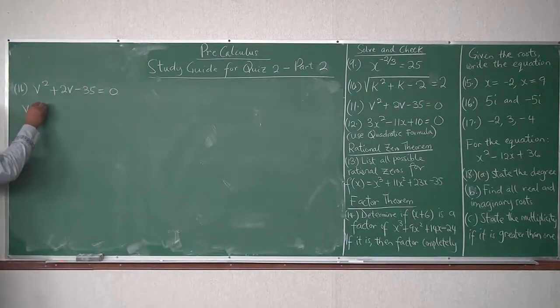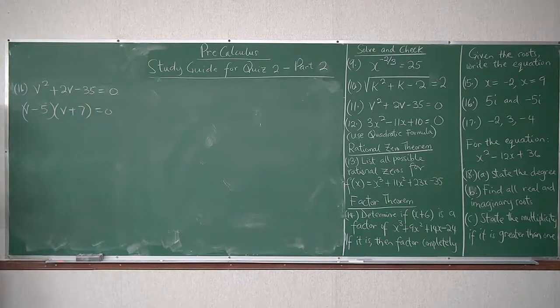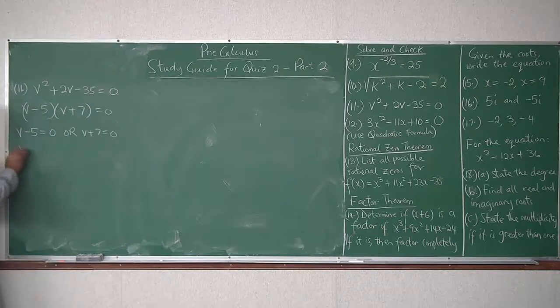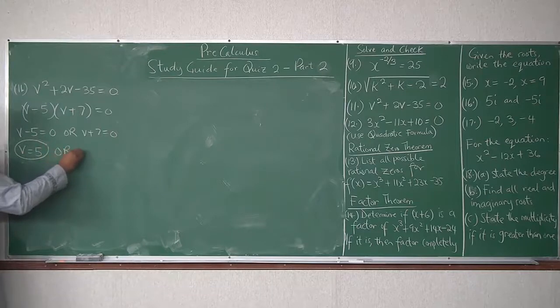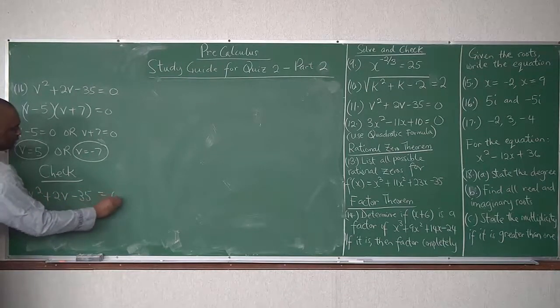So v minus 5 times v plus 7 is 0. Then you use your zero product property. v minus 5 is 0 or v plus 7 is 0. v will be 5 or v will be negative 7. What's the next thing you do? Next thing that Mr. C wants you to know: check your work. So we have v squared plus 2v minus 35 equal to 0.